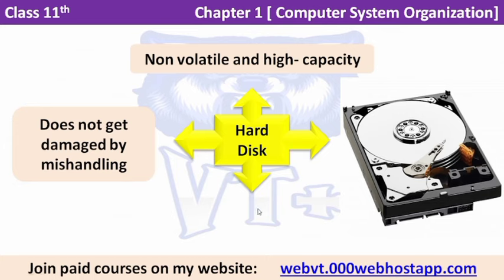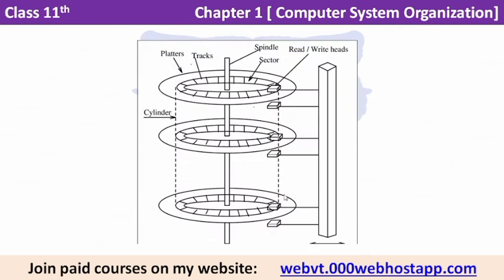So now we have to know how we can store the data on a hard disk. First of all, we see the structure of the hard disk. This is the deep structure of the hard disk. In this you can understand how a hard disk works. So the first part of the hard disk is the platter. The platter stores the data in tracks, sectors and cylinders to keep it organized.